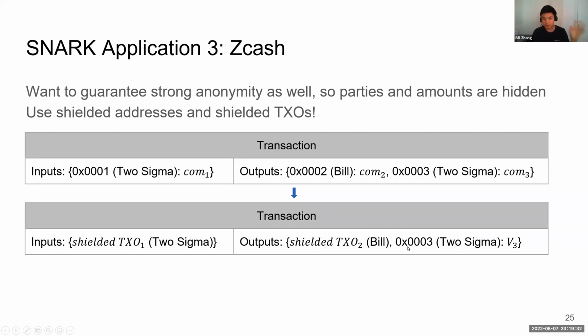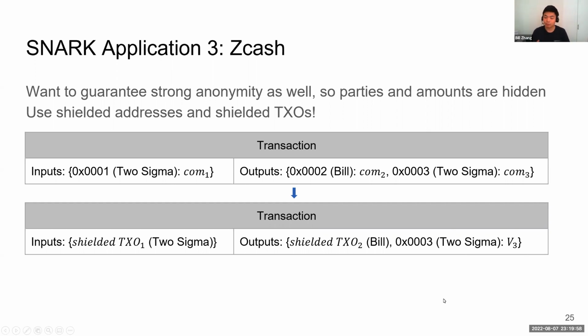And maybe when 2sigma receives the change, the 9 coins in change, maybe 2sigma wants that part to be public and doesn't want it to be shielded, in which case that particular transaction output can look like a very public blockchain record, where the address is explicitly stated and the value is explicitly stated. So this is what we're going to aim for. And we're going to talk about how exactly a zero-knowledge SNARK can get us there.